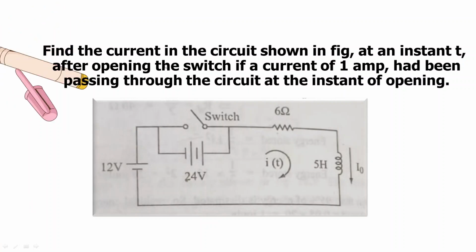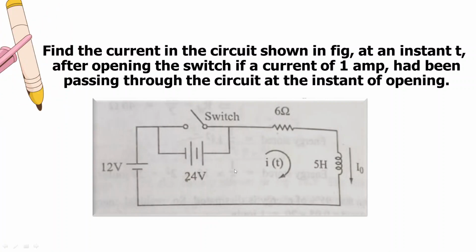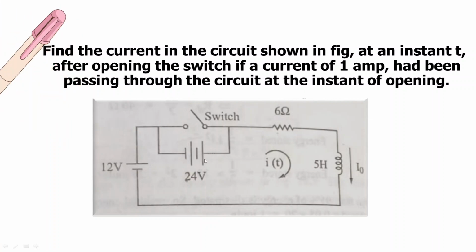In this circuit, they asked you to find the current. If the switch is closed, the current flows between the 12 volt, 6 ohms and 5 Henry. So the 24 volt will not be considered in that situation. But the question is at an instant t after opening the switch. So they asked you to find the current after opening the switch.